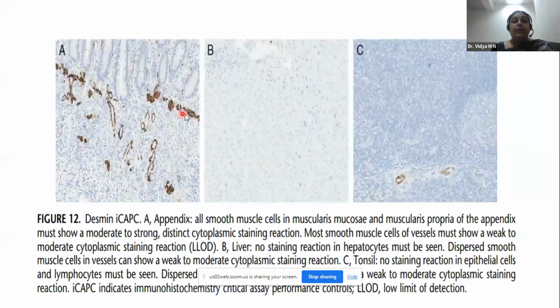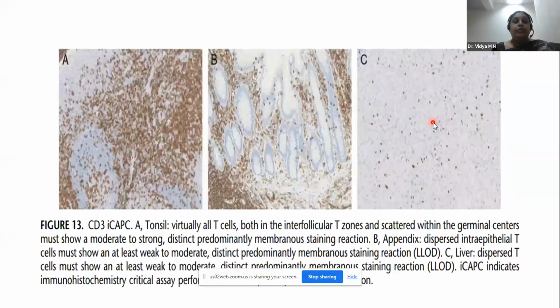Look at Desmin. We have appendix where all the smooth muscle cells should take up the staining, along with the smooth muscle of your capillaries or your blood vessels here. Liver will be completely nil, and in tonsil, obviously the smooth muscle around the blood vessels will take up the staining. So this again will have low and high levels of detection.